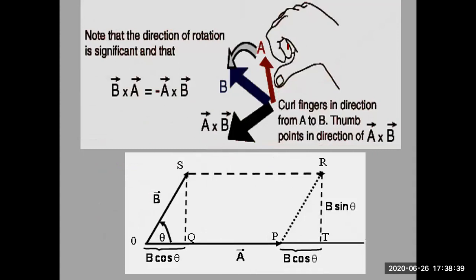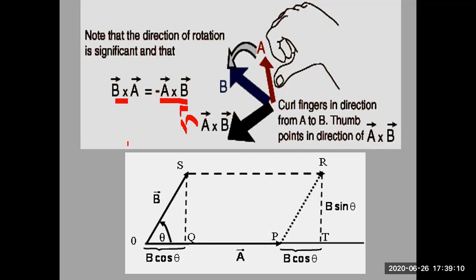So here it is. By the right hand rule, curl your fingers in the direction from A to B, then the thumb points in the direction of the product of these two. This will be the unit vector which shows along which direction you are rotating the body, A to B or B to A. Similarly, if you try to move from B to A, your thumb will point inward, opposite to n. So that's why A cross B is equal to minus B cross A.